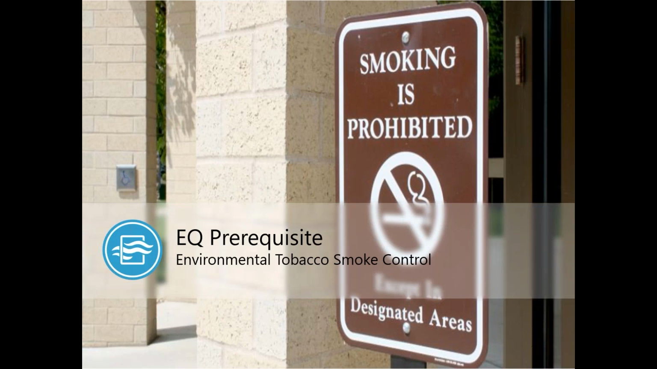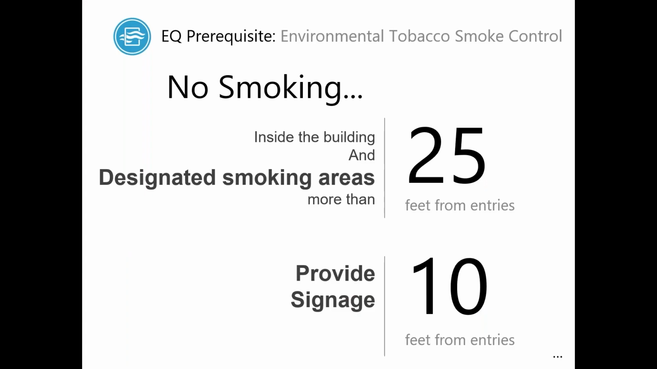So that gets us into our next prerequisite, environmental tobacco smoke control. We're still thinking about air quality inside the building. The intent for this prerequisite is to minimize the exposure of building occupants, indoor surfaces, and the air distribution system to environmental tobacco smoke. So you're not having to work harder to keep your air clean because there's tobacco smoke within your building.